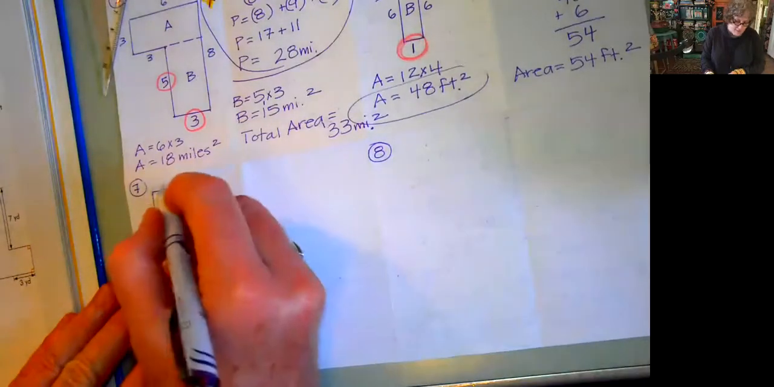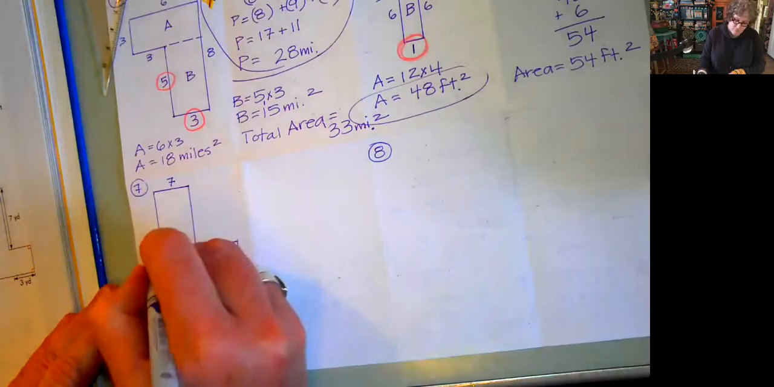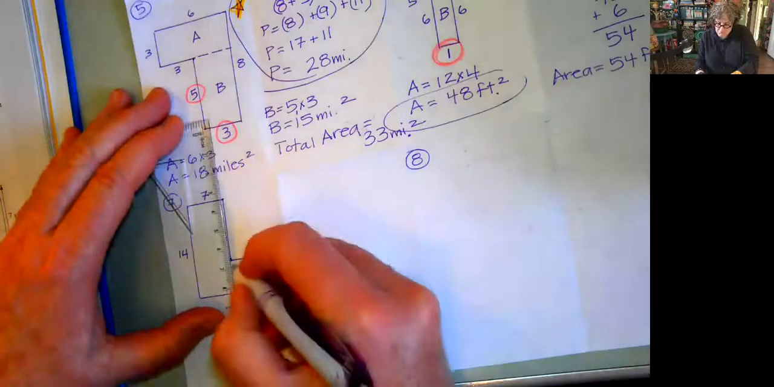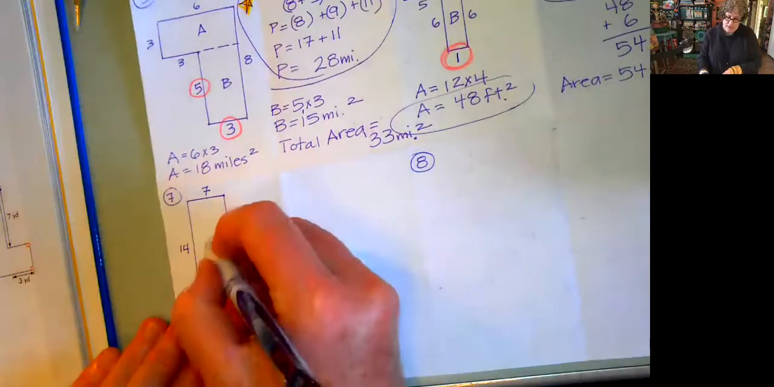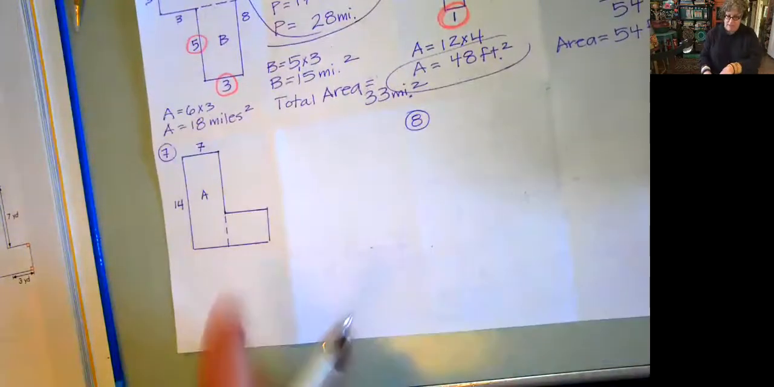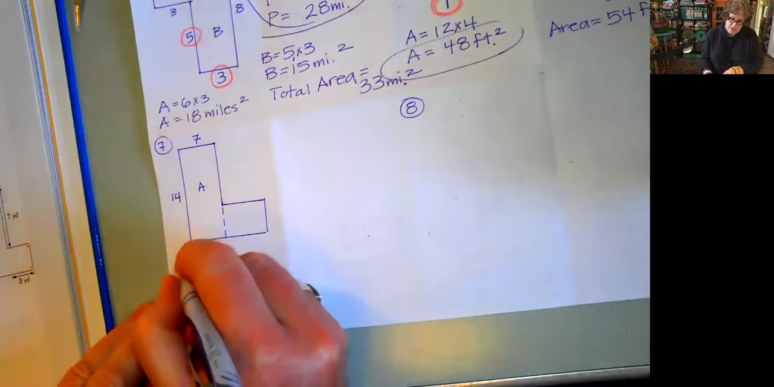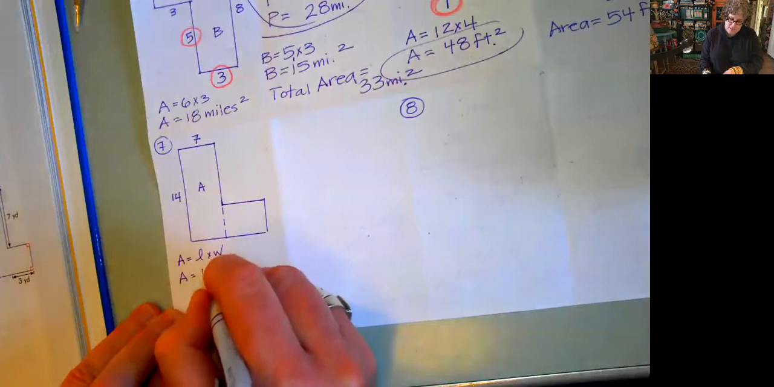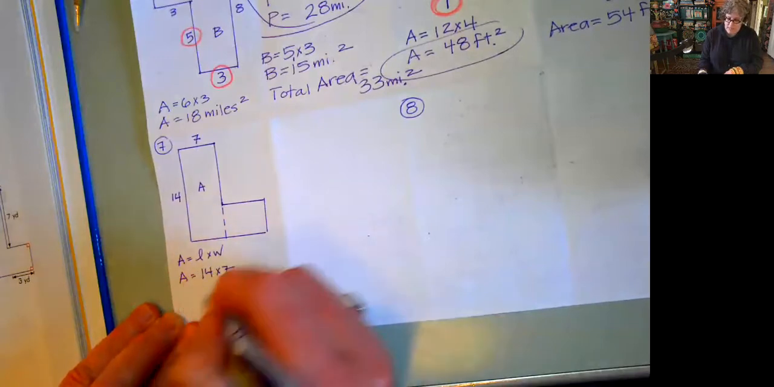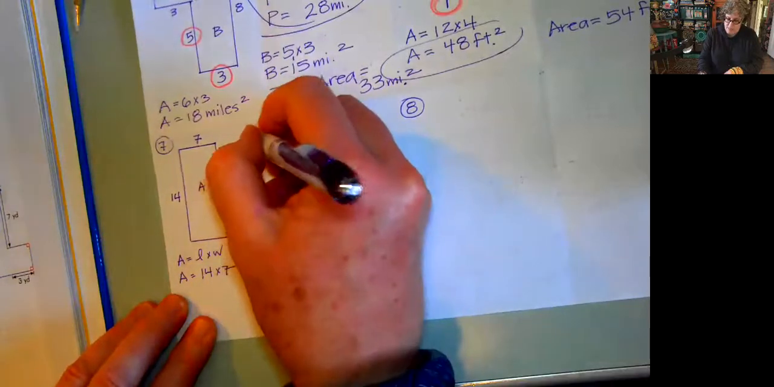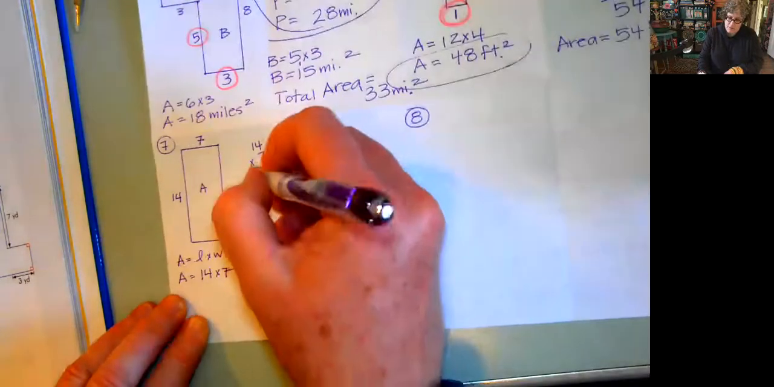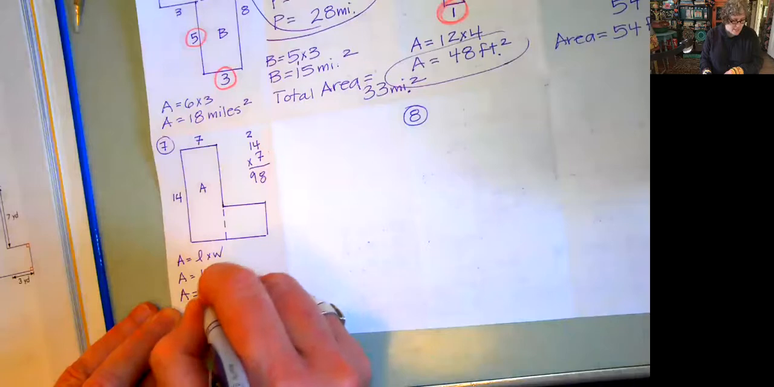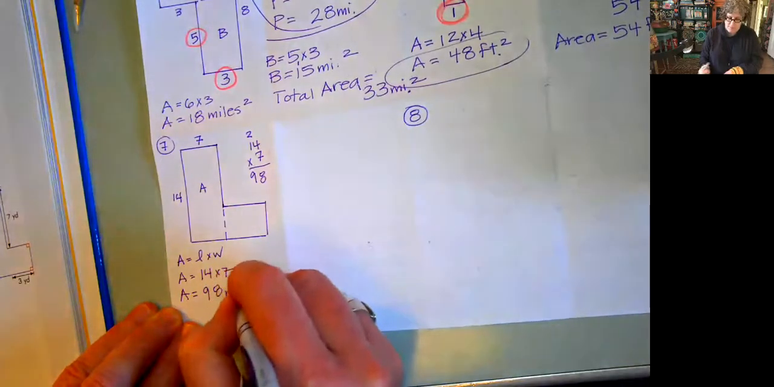So if we know that this is 7 and this is 14, I can go ahead and go like this. And A is done, right? Because I have the length and I have the width. So A equals length times width. A equals 14 times 7. And I'm going to multiply those. 14 times 7, and I get 98. A equals 98. And these are meters.